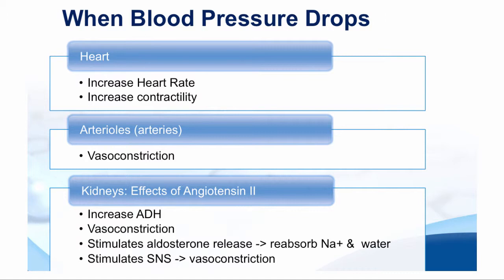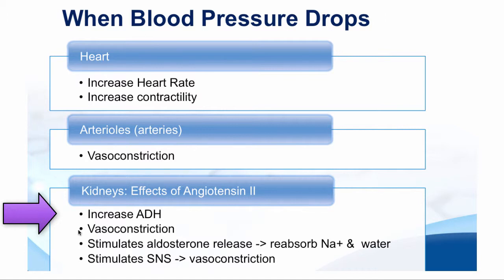A drop in blood pressure will stimulate renin. Now remember, renin stimulates a cascade of effects. Renin stimulates the conversion of angiotensinogen to angiotensin 1. Angiotensin 1 is converted to angiotensin 2, and that's by the angiotensin converting enzyme. Now, angiotensin 2 is what has all the effects. So the multiple effects are, first, it increases the secretion of antidiuretic hormone, ADH, also known as vasopressin.